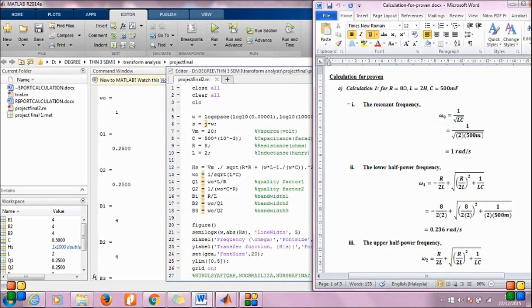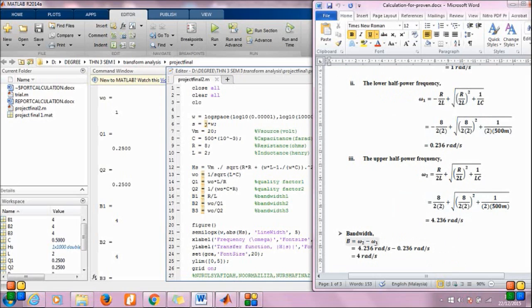After getting the result, we need to compare the result obtained by MATLAB with the manual calculation. For the first calculation, the first equation that we need to prove is the resonant frequency. Based on MATLAB, we get a resonant frequency of 1, and with the manual calculation, same goes, we get 1 radian per second.